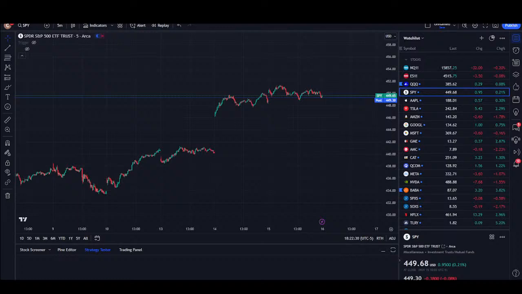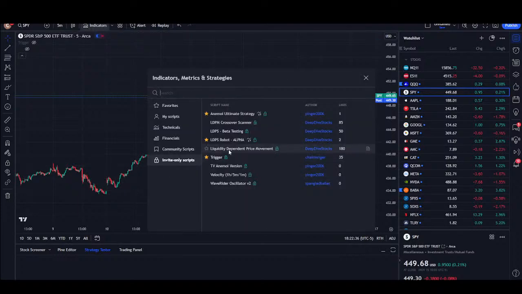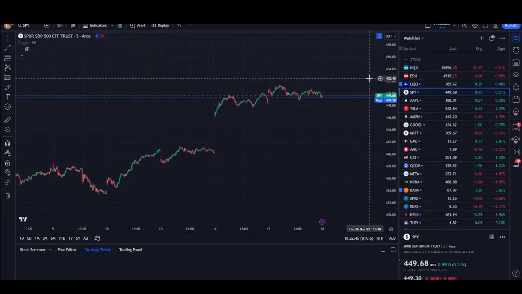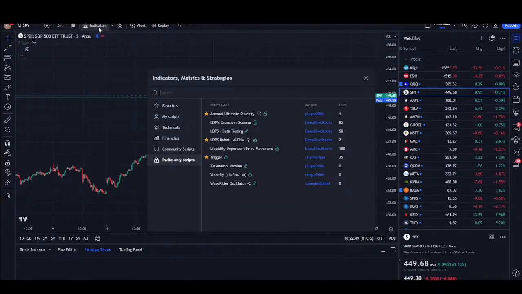I'm having trouble adding the LDPM. I don't see the icon to add the indicator on my trading view. So it should be here. If not, just reach out to Justin at Deep Dive Stocks on Twitter, and he'll take care of it for you. I have a question about the trigger signal channels. Okay, sure, go ahead, shoot.